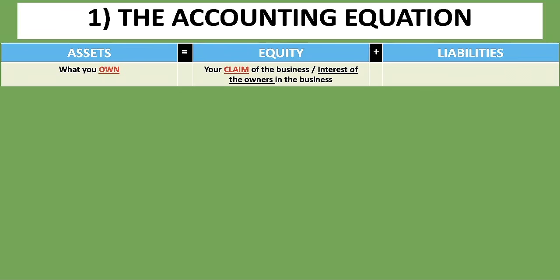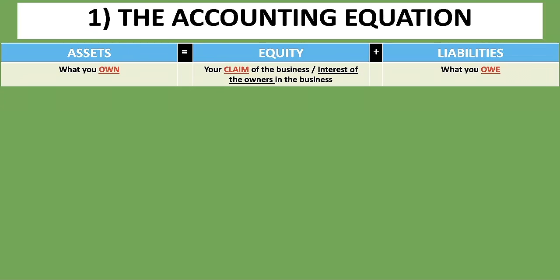And then liabilities. What are liabilities? Well, liabilities is what you owe. So if you owe someone something, that is a liability. Whether you've bought goods on credit and you have not paid them yet, that forms part of a liability, and the money that you owe them is a liability, or you've taken out a loan. Anything that you owe someone else as a company, just know that that is a liability.